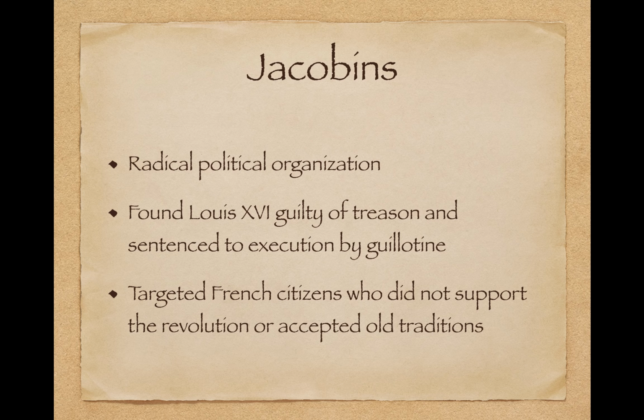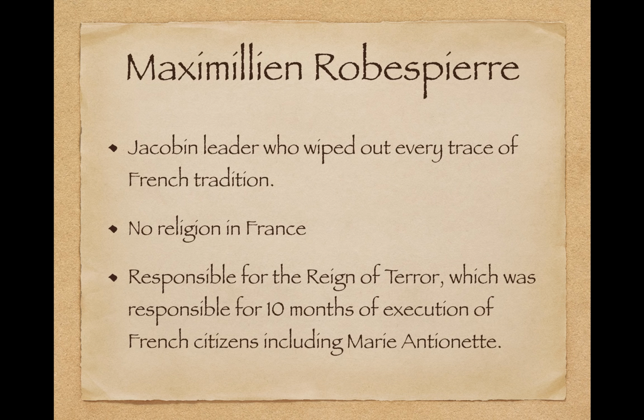So this is a very, very scary time in France. And the guy that really takes over and becomes leader during this time period is known as Maximilien Robespierre. And he is the Jacobin leader who wants to wipe out every single trace of French tradition. He gets rid of the church, shuts down churches. No religion is allowed in France anymore. He replaces it with his own ideas and ideas of the revolution.